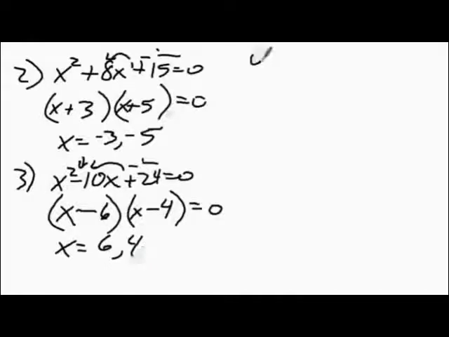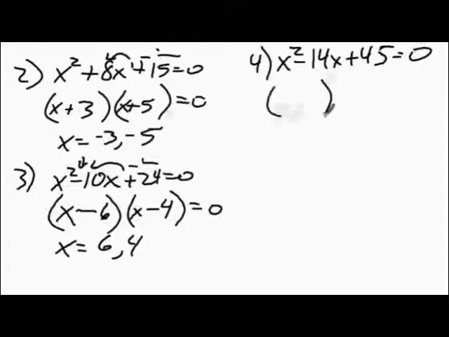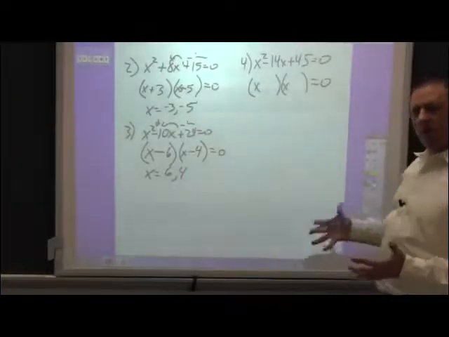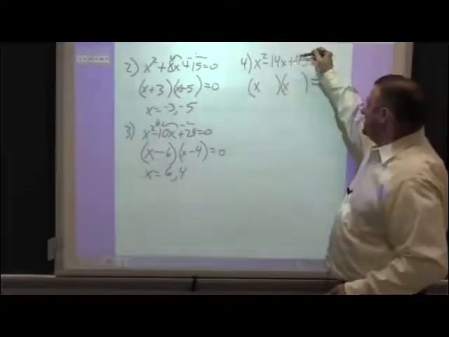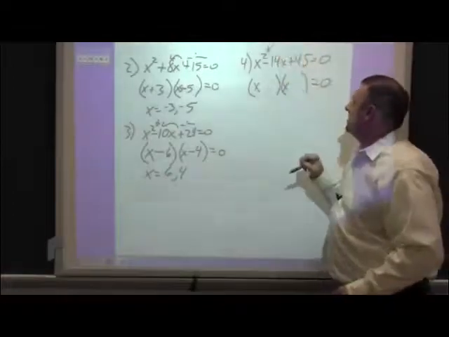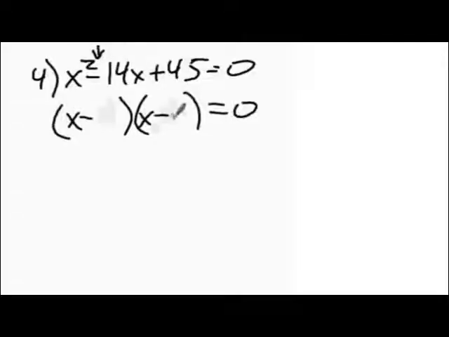x squared minus 14x plus 45 equals 0. Go ahead and make your parentheses. Put your x's in the front. Now what signs? You always want to determine signs, so then all you have to do is figure the numbers. It's just organized. Last term is positive. We know the signs are the same. Same as what? The middle term. So it's going to be minus, minus.